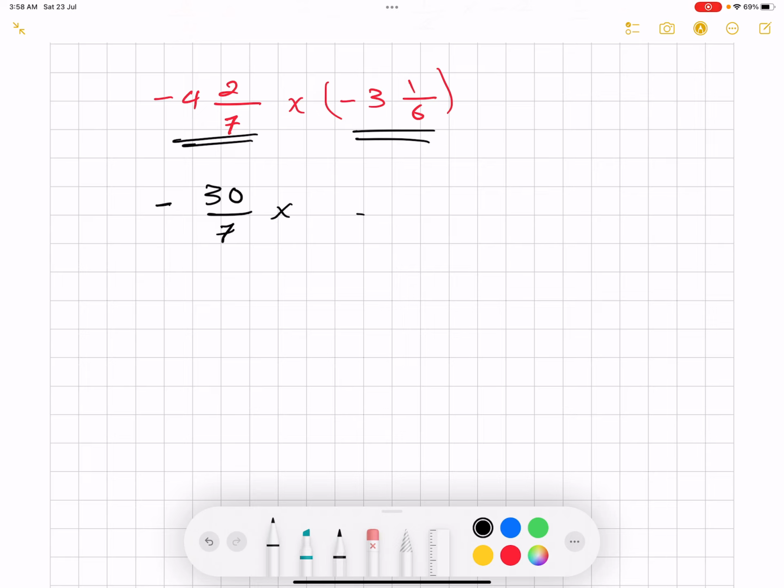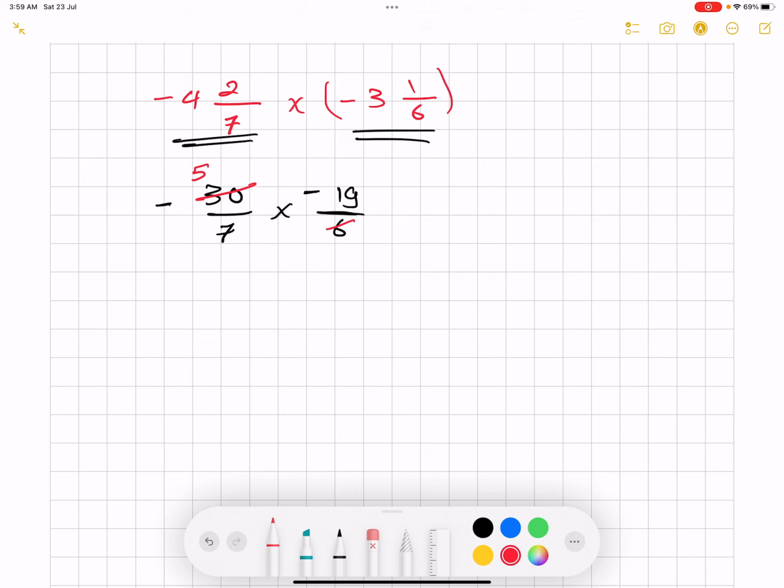And you have to do the same thing to the second fraction. So it's going to be 3 times 6, which is 18, plus 1, so it's going to be 19. Of course, if you notice, the numbers are big, so you have to make it simple. I am trying to reduce it. 30 divided by 6, 30 is divisible by 6, equal to 5. So it's going to be -5 times 19.